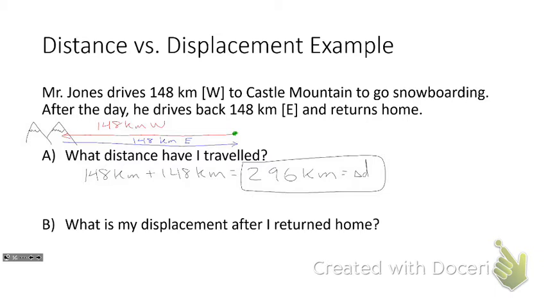And now what is my displacement? How far am I from the origin once I've returned home? 0, right? And the way that you can show this mathematically, you can do 148 kilometers west plus 148 kilometers east.